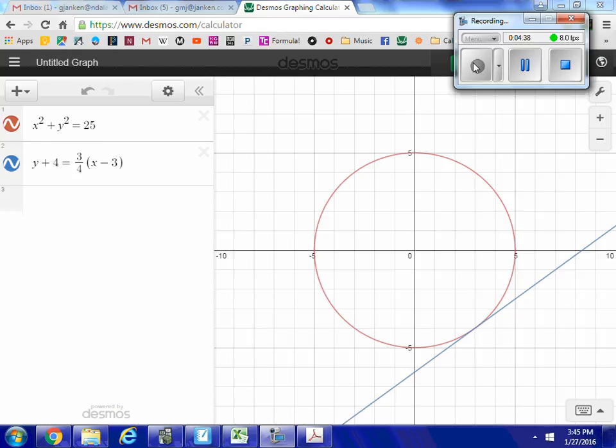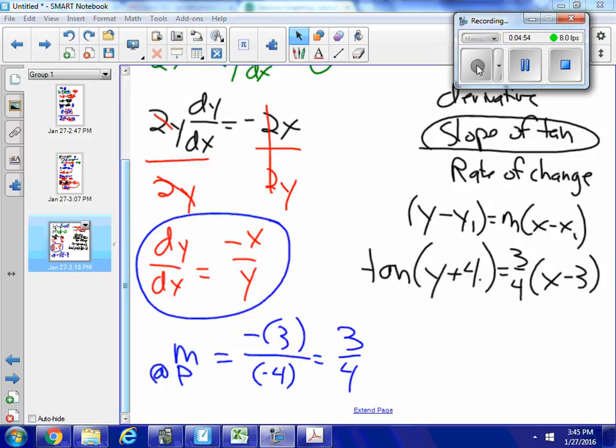One of the nice things about Desmos is that you can just type in equations and it's going to graph them. You don't have to put it in point-slope form or slope-intercept form or anything like that. Almost any form, and it's going to graph it. So that's the equation of the tangent line. I'm pretty comfortable with that.